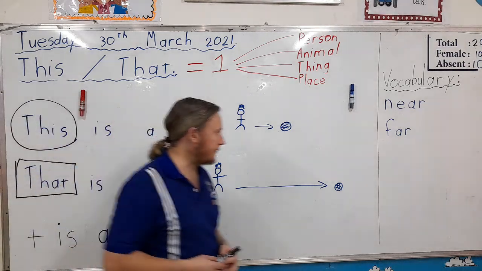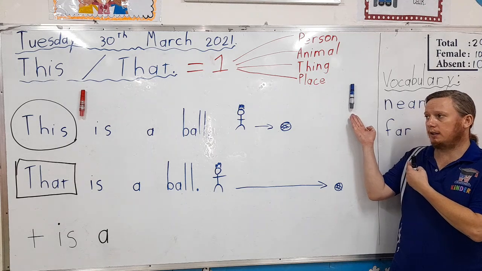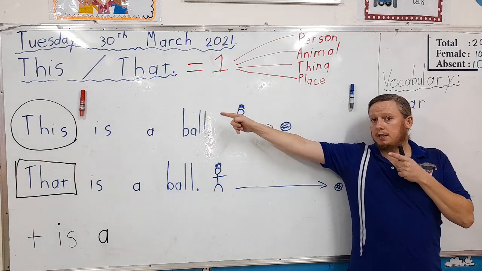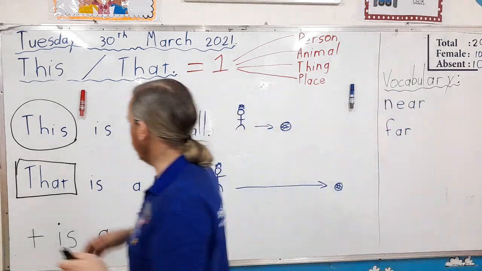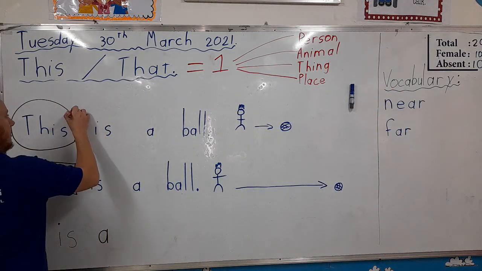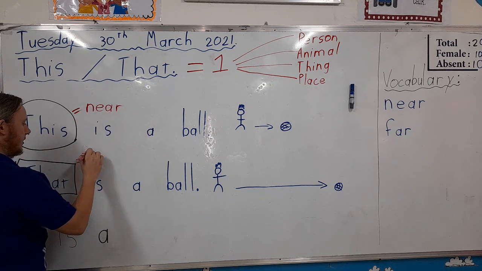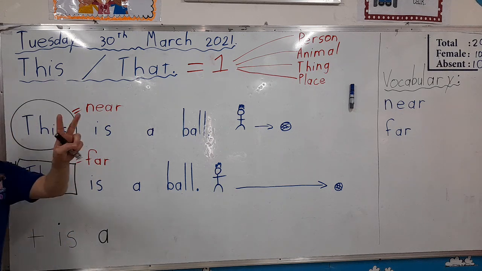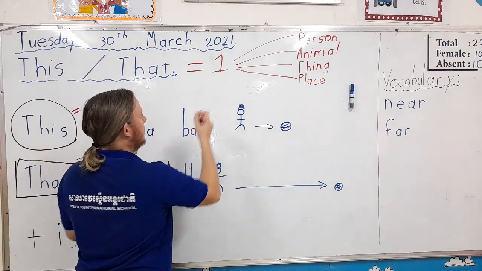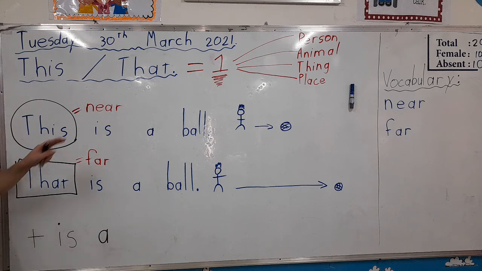We can change it again. If I stand here, this is a blue marker. That is a red marker. So try your best to remember that. This, if it is near to us, and that if it is far from us. That's rule number 2. So rule number 1 shows me the number 1. Rule number 2 tells me if it is near or far.